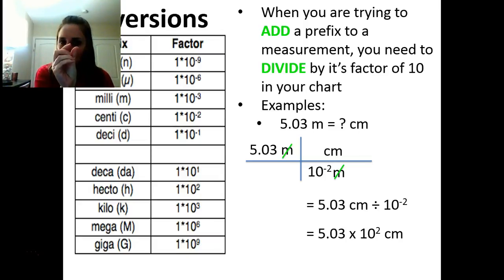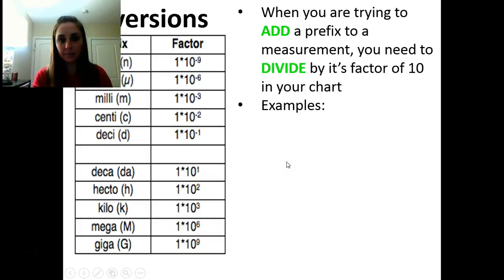A centimeter is this big. So you need a lot of little things to make up for the big thing. So this is the same as 5.03 times 10 to the second. So 503 centimeters in about 5 meter sticks.